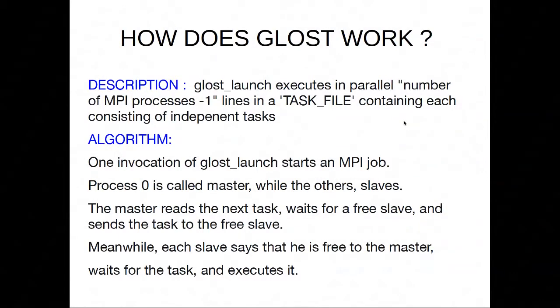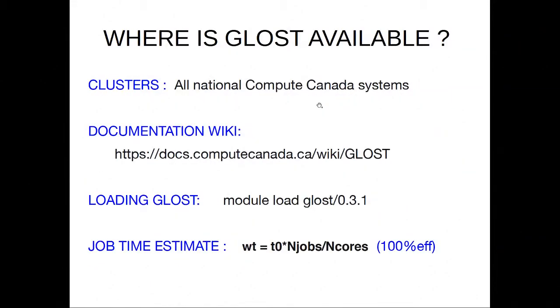When that slave has done the job, it tells the master it's free and ready for another task, and then the master process passes it another task. So it just works through the whole input file in this manner, in a perfect form of parallelism. There's no communication between any of these slave processes. Therefore, there's no slowdown associated with any MPI communication efforts. All right, so where is GLOST available?